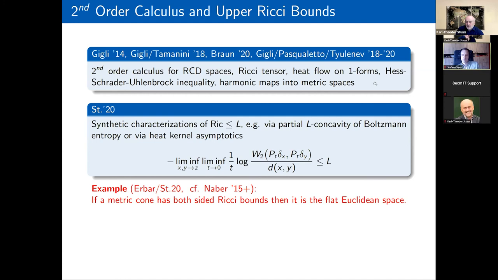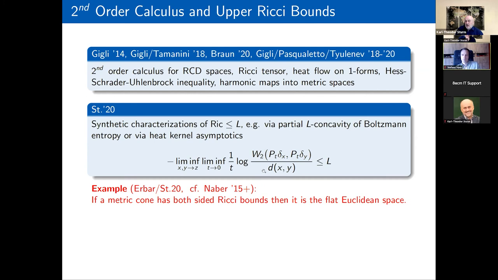Another important development of recent years is that also upper Ricci curvature bounds can be characterized in a synthetic way, for instance by means of partial L concavity of a Boltzmann entropy or by the heat kernel asymptotics. So for the lower bound, we estimate this quantity here from above uniformly. And for the upper Ricci curvature bound, we estimate it from below asymptotically. In this respect, of course, these upper bounds are much weaker. We only have these inequalities in an asymptotic way.